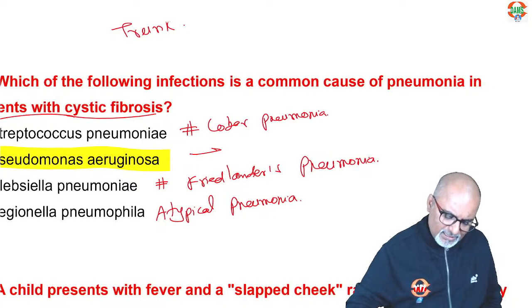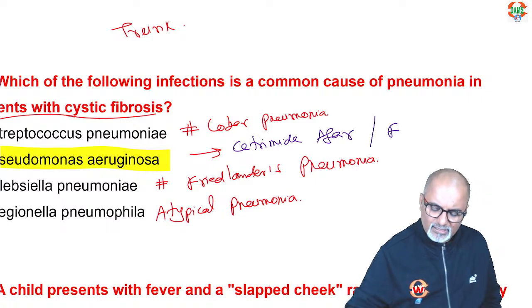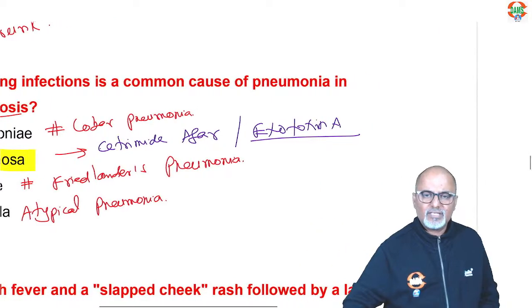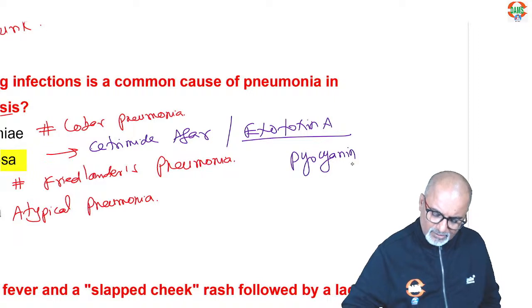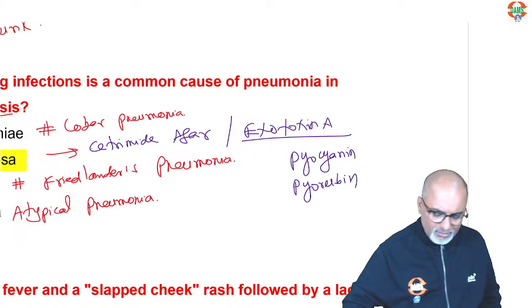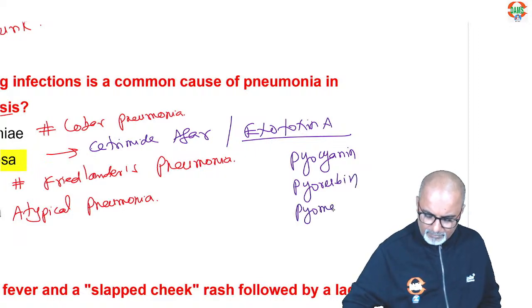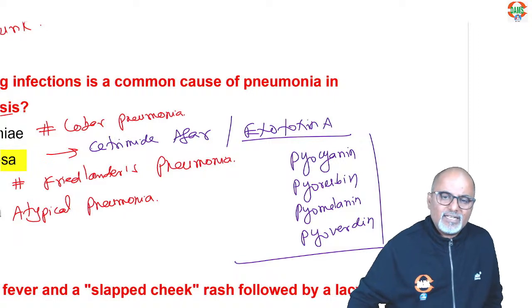Selective medium is cetrimide agar. Important virulence factor is exotoxin A. Other important pigments are pyocyanin, pyorubin, pyomelanin, and pyoverdin.